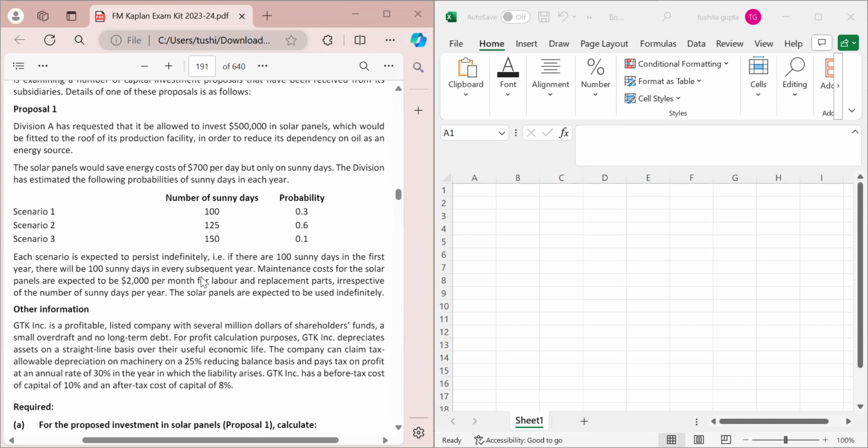Maintenance costs for the solar panels are expected to be $2,000 per month for labor and replacement parts, irrespective of the number of sunny days per year. So the solar panels are expected to be used indefinitely. That means you're going to use them to perpetuity. So let's get to our working. Let's also have a read at the other information.